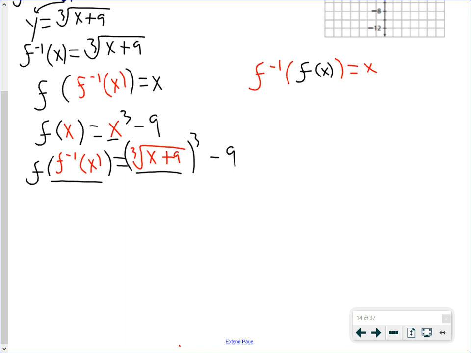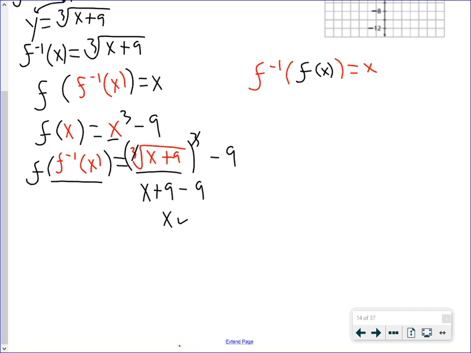So we're going to solve this out now. The cube root and the cubic exponent cancel each other out. So we're left with x plus 9 minus 9, which is just x. That's exactly what we wanted. So that half of the composition is true, but we need both halves of the composition to be true to be able to say that our inverse is indeed our inverse.